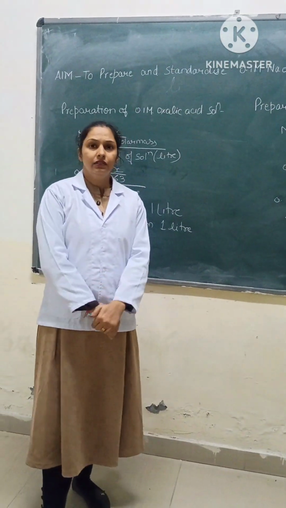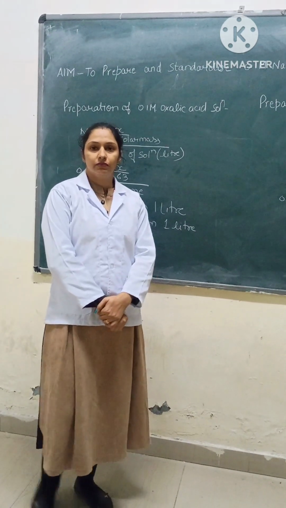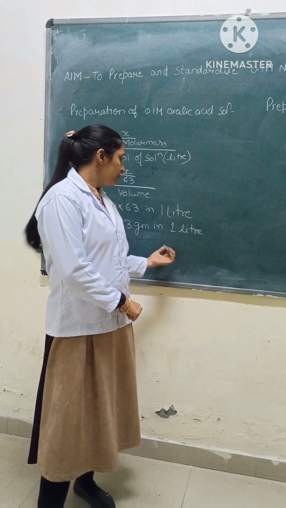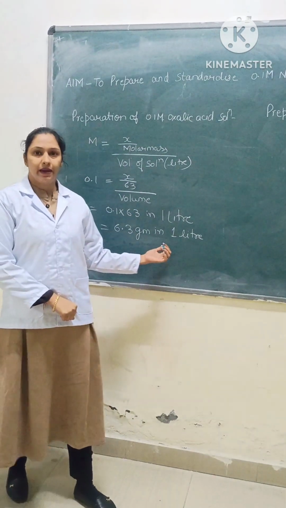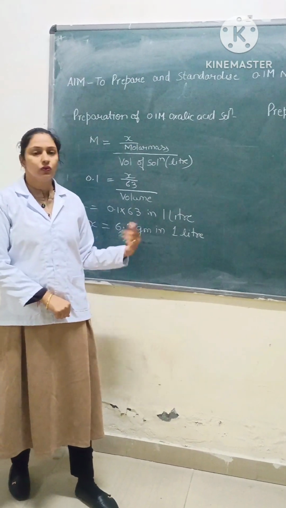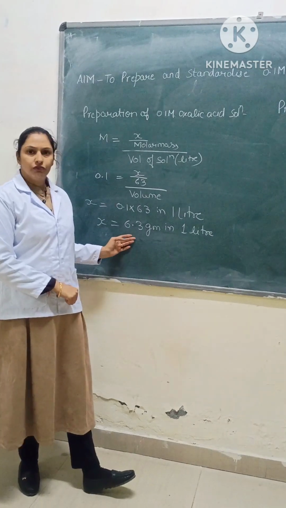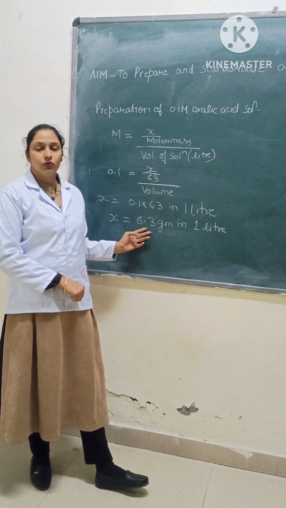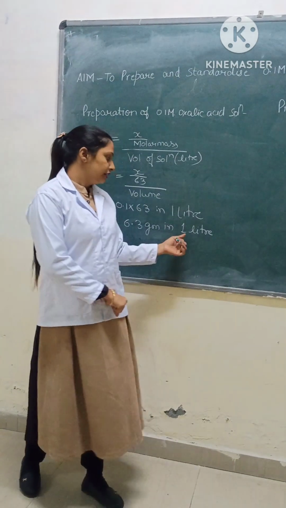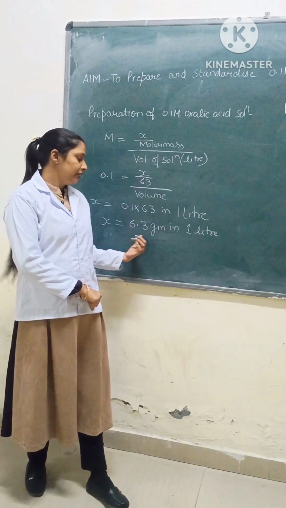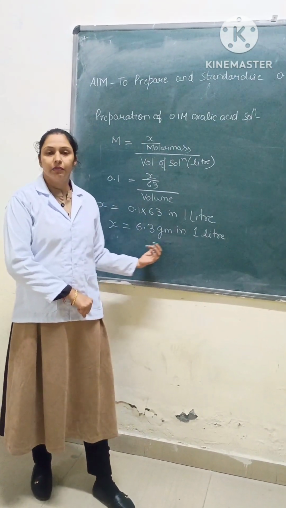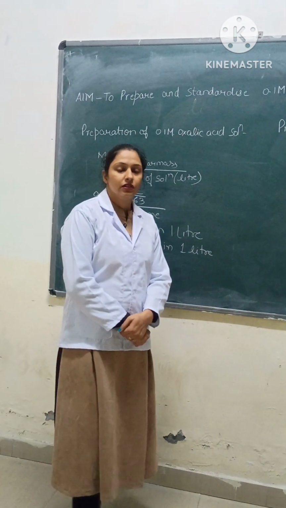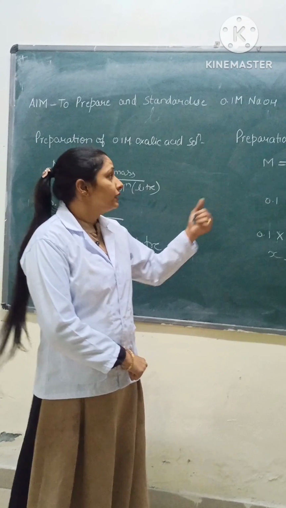But here we need a little less amount of oxalic acid. So we will prepare 100 ml instead of 1 liter. So for 100 ml, what would we use? In 1 liter it is 6.3, and in 100 ml it would be 0.63 grams.